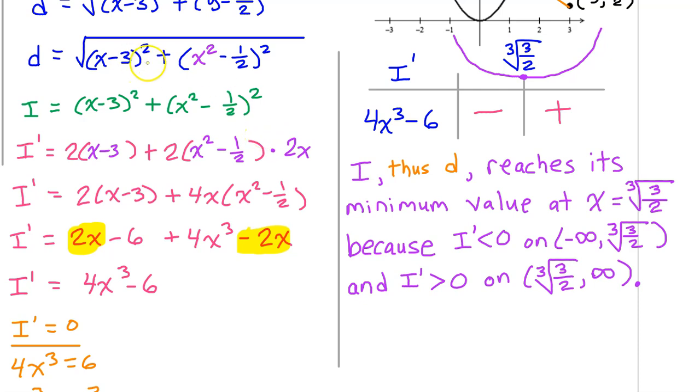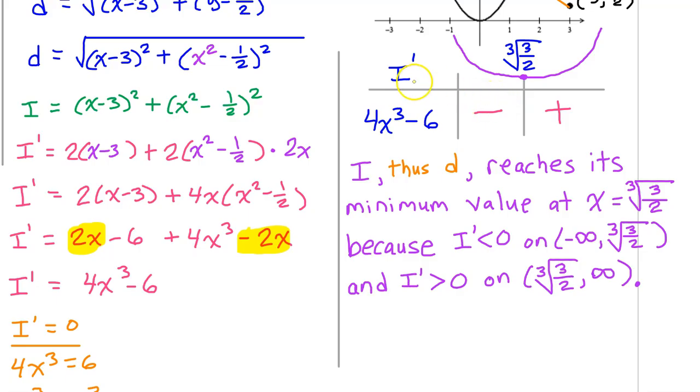Remember, the actual quantity we need to minimize is this distance d. Because we made up this expression I for the inside part and we minimize that, we need to add in this extra phrase to link it back to the actual quantity d. We say I, thus d, reaches its minimum value at x equals the cube root of 3 over 2, because I prime is negative on the interval from negative infinity to cube root of 3 over 2, and I prime is positive on the interval from cube root of 3 over 2 to infinity.